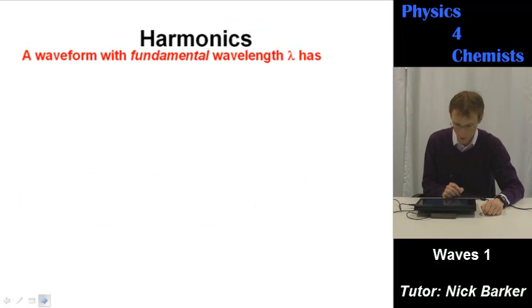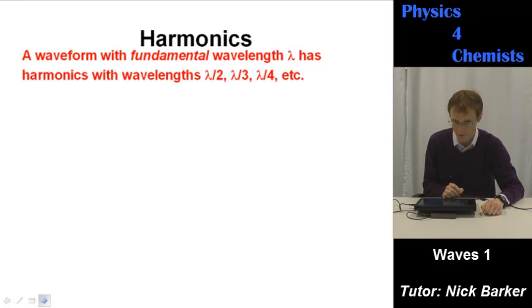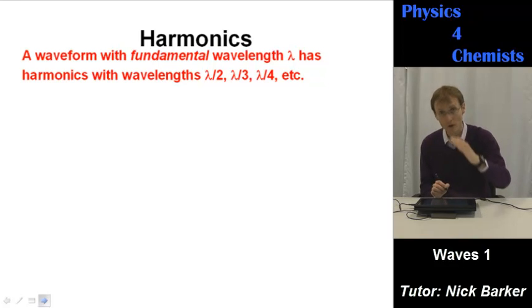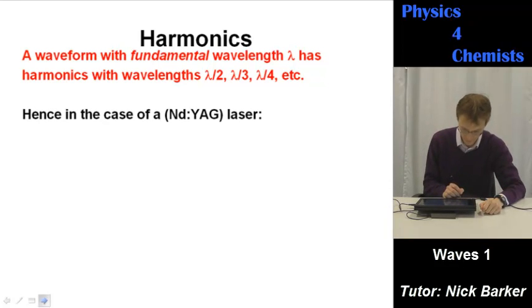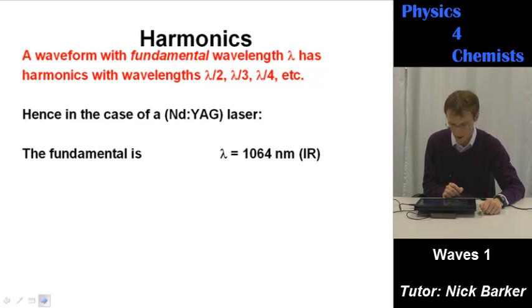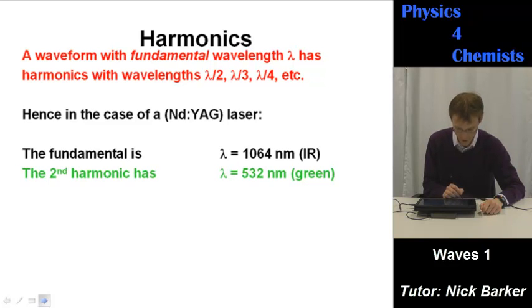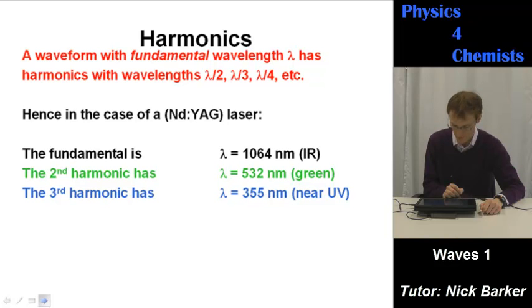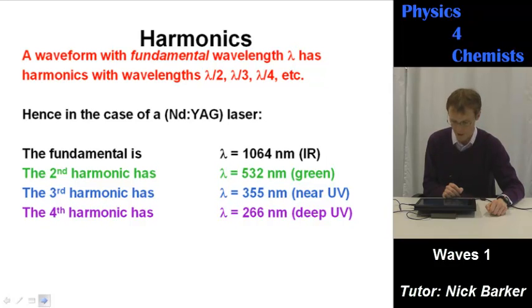More on harmonics. A waveform with a fundamental wavelength, lambda, has harmonics with wavelengths that are lambda by 2, lambda by 3, lambda by 4, and so on. And so in the case of this very commonly used laser, the fundamental wavelength is 1064 nanometers, but you can have a second harmonic at 532 and a third at 355, which is going from green to near UV, and there's a fourth which is deep into the UV region at 266 nanometers as well. So it's showing you that these harmonics are real for electromagnetic waves, in this case infrared, visible, and UV.